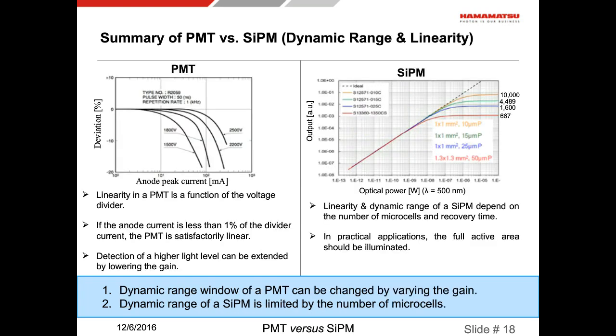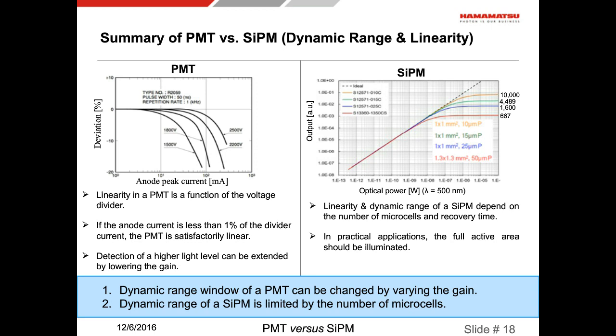Let's now briefly discuss dynamic range and the related concept of linearity. In the case of a PMT, linearity is a function of the voltage divider, or more specifically, the current in the voltage divider. As a practical rule of thumb, if the anode current does not exceed 1% of the divider current, then the PMT is satisfactorily linear.